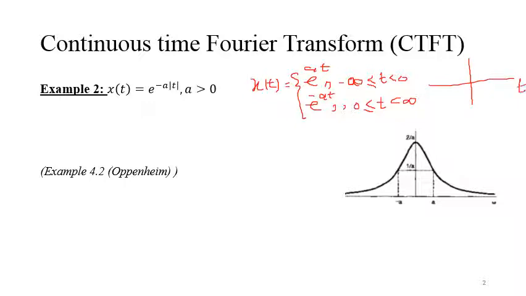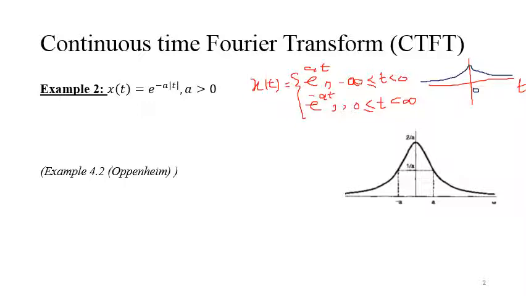This is t, and I change the color, so it will be something like this. It will be 0 at negative infinity, and again it is 0 at positive infinity. So from minus infinity up to 0, we can say this is exponentially growing, whereas from 0 up to infinity it is exponentially decaying. So let's find the Fourier transform for this signal.